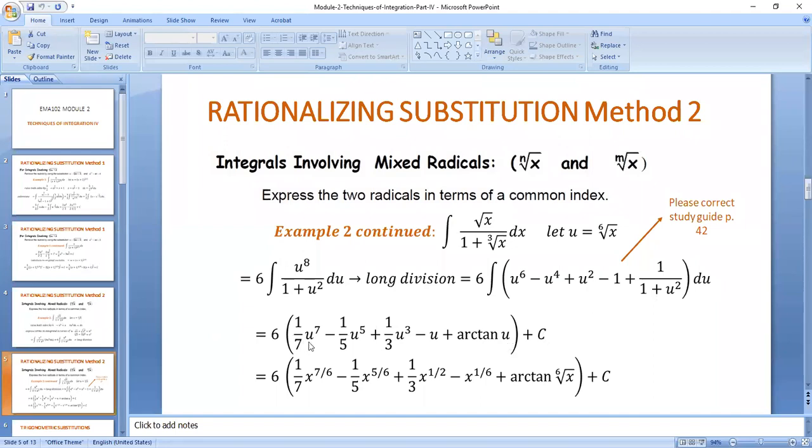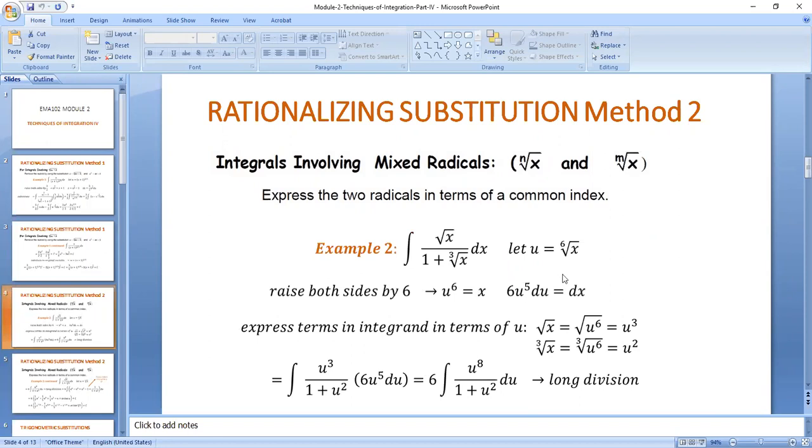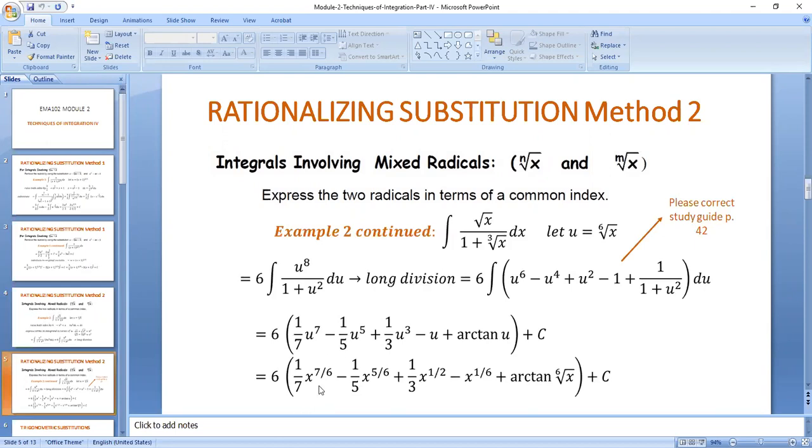What is in the first place? U. What is this u? You go back to your substitution equation. Your u is equal to x raised to 1/6. Okay, this one, 6th root. Your u is equal to x raised to 1/6. So that's what you're going to do here. X raised to 1/6 times raised to 7 will be 7 over 6. X raised to 1/6 raised to 5 will be x raised to 5 over 6.